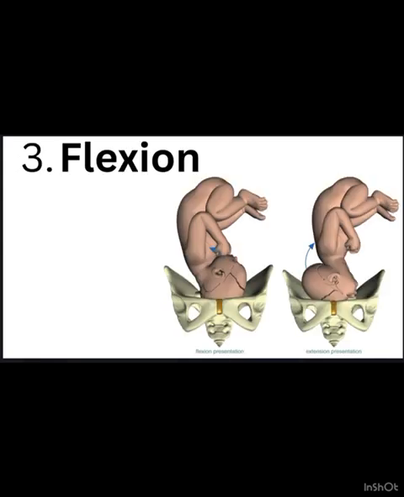So third is flexion. Flexion is essential to further descent. It occurs throughout labor, resulting in a smaller presenting diameter, which negotiates the pelvis more easily. Flexion is achieved either due to resistance offered by the undilated cervix or the muscles of the pelvic floor. So, what happens in flexion is that the baby bends its head forward, like the chin touches the chest. It happens due to pressure from uterine contraction and resistance from the cervix and pelvic floor.